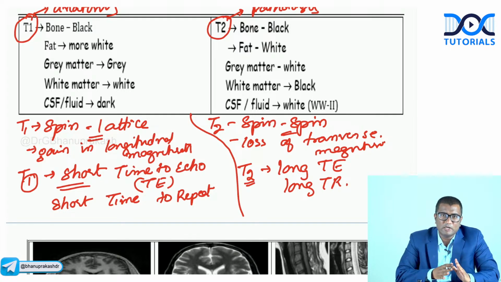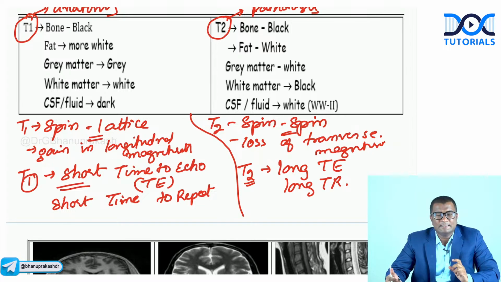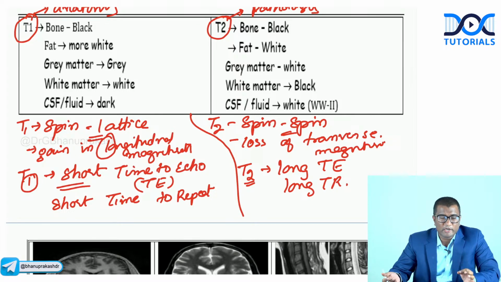Once again, T1 is spin lattice interaction, T2 is spin spin interaction. T1 is gain in longitudinal magnetization. Again, you can use the word L. T1 is longitudinal magnetization, there is gain in longitudinal magnetization, and T2 is loss of transverse magnetization. T1 has short time to echo, short time to repeat. T2, big number, has long TE, long TR.